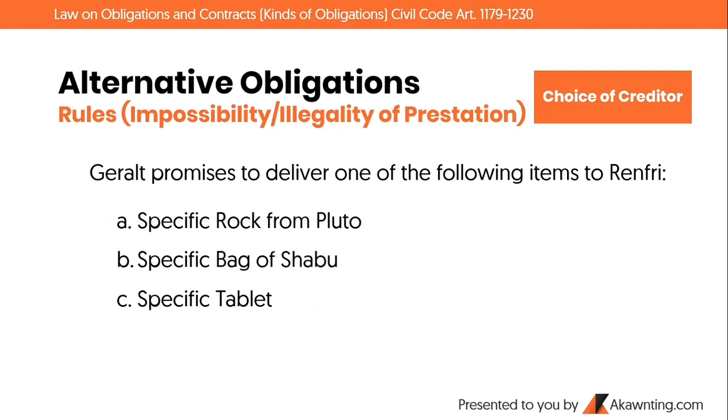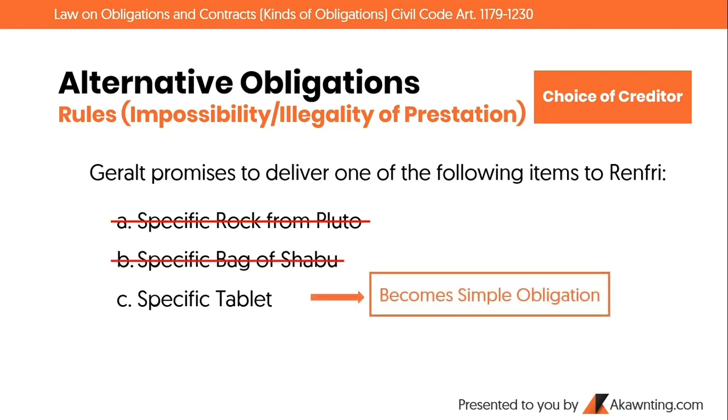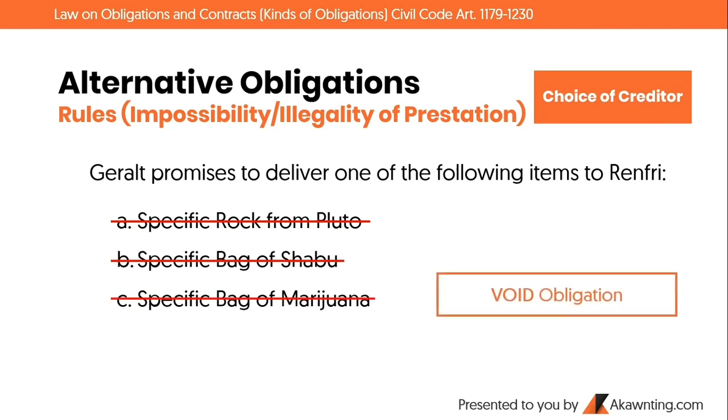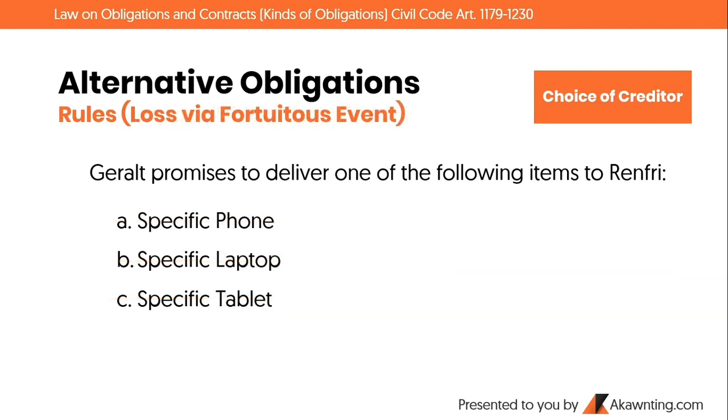Ganun din sa ito. Okay? This time pero, isa na lang ang matitirang choice na pwede. So, in this case, walang choice si creditor, kundi piliin yung letter C. In this case, it automatically becomes a simple obligation. Okay? So, what if wala? So, it is a void obligation. Kasi in the first place, wala naman tayong prestation. Diba? Wala tayong valid prestation.